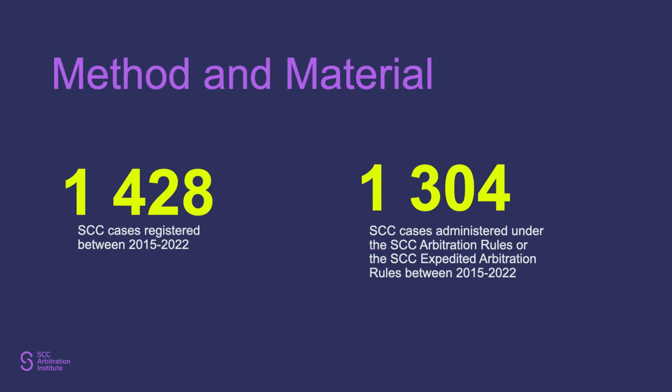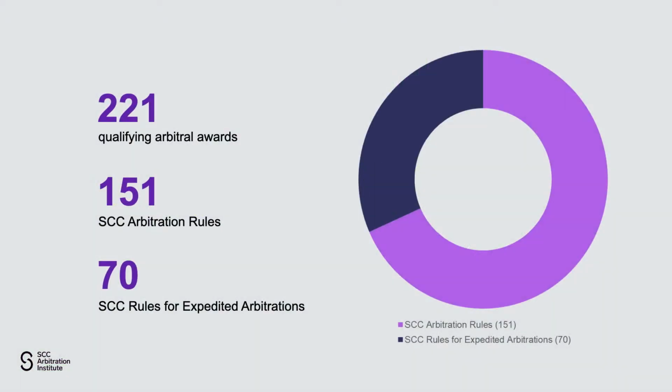And in that period, the SCC registered a total of 1,428 cases. That is to say, under all of the rules and services that the SCC administers its cases under. And of those, 1,304 cases were administered under the SCC Arbitration Rules and the SCC Rules for Expedited Arbitrations. Out of that number, approximately 221 arbitral awards qualified under the same parameters, under the same delimitations as the 2016 report. And I will discuss that in a second.